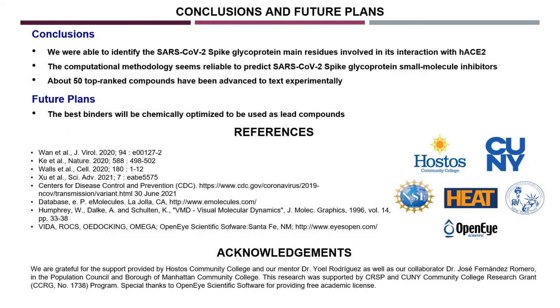In conclusion, we were able to identify the SARS-CoV-2 spike glycoprotein main residues involved in its interaction with ACE2. The computational methodology seems reliable to predict SARS-CoV-2 spike glycoprotein small molecule inhibitors, and about 50 top-ranked compounds have been advanced to test experimentally. For future plans, the best binders will be chemically optimized to be used as lead compounds.